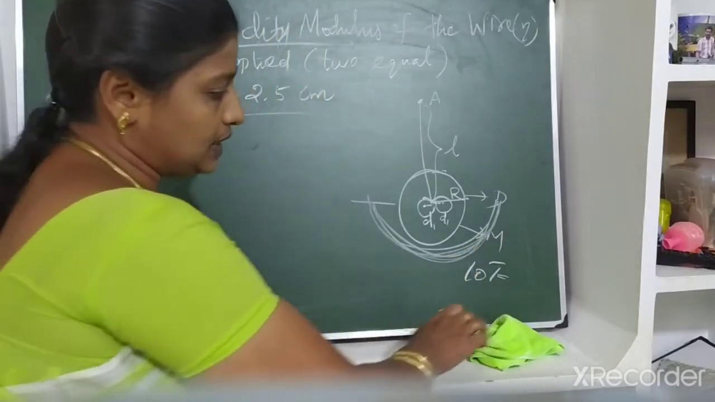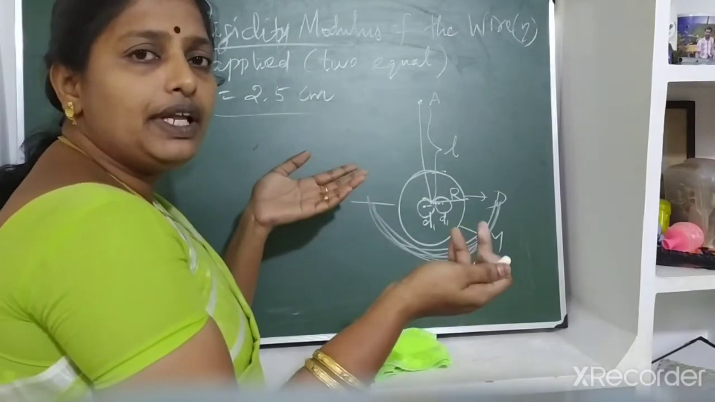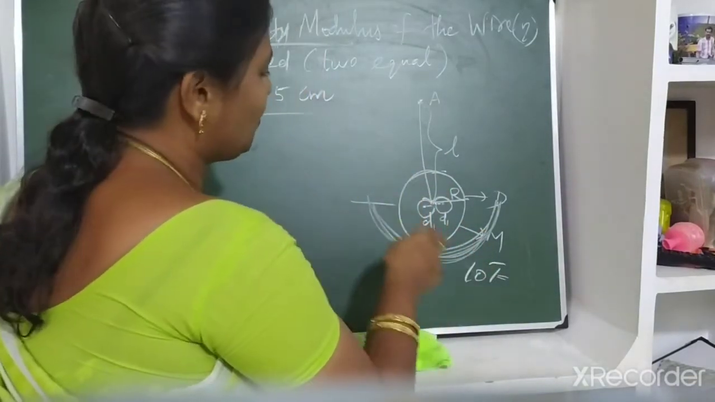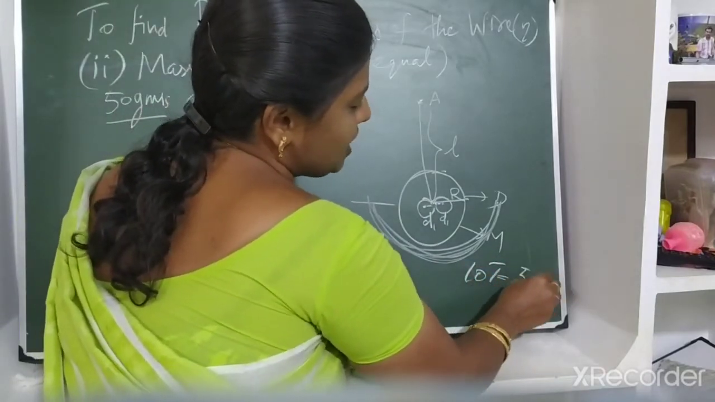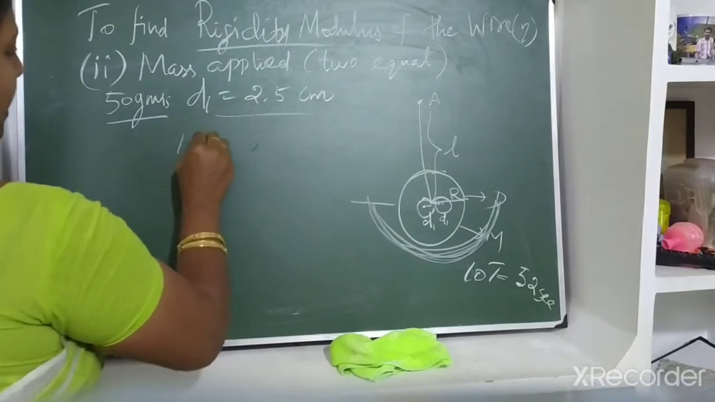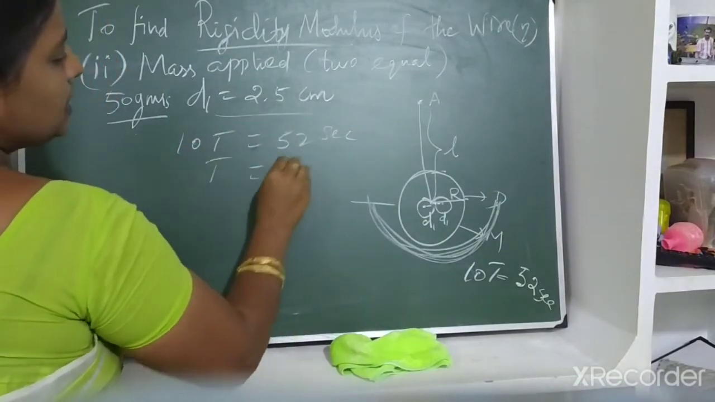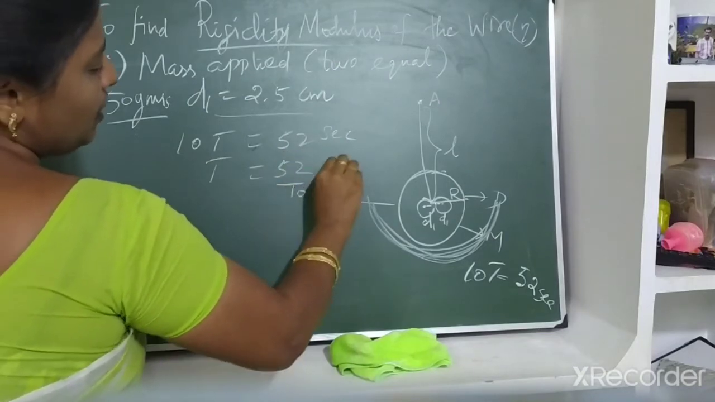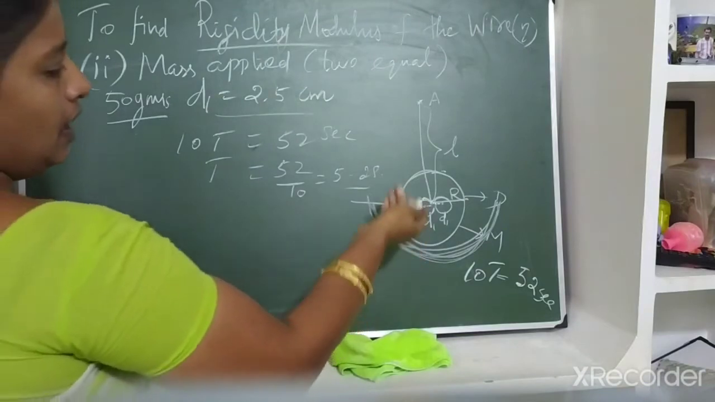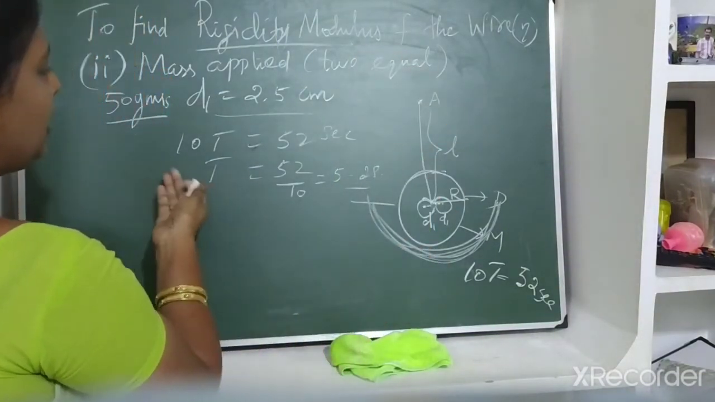With mass applied, the time for 10 oscillations increases. Before, for 1 period it was 48 seconds. In this second condition you apply the 10 oscillations, for example 52 seconds. You have to divide: 10T equals 52 seconds, so for 1 oscillation, 52 by 10, 5.2 seconds. So this is with mass applied, and we have to find this period of oscillation.